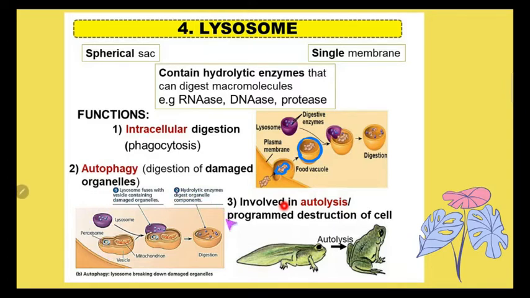So this is the diagram of autophagy. This diagram shows that the peroxisome and mitochondrion are damaged. Okay, they cannot be used anymore, and they are contained in a vesicle. Now the lysosome will fuse with this vesicle and release its hydrolytic enzymes, and the digestion of the damaged organelle occurs.